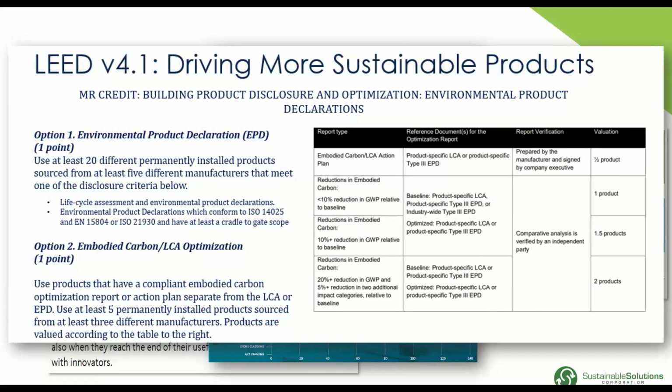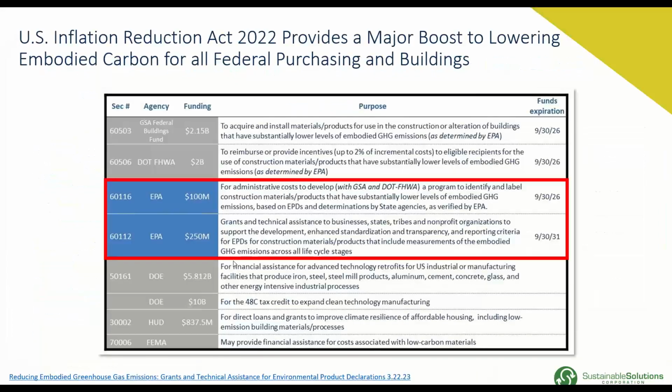Also, LEED, which stands for Leadership in Energy and Environmental Design, is a green building standard, and that's driving more sustainable products by giving LEED consultants, architects and designers the ability to earn points toward a LEED certification by selecting at least 20 different permanently installed products that have environmental product declarations. And you can earn an additional point if you select at least 5 permanently installed products sourced from 3 manufacturers that have reduced their carbon footprint. So we're going to talk more about this next week when we talk about sustainable product innovation. But that's how you use lifecycle to drive down your impacts.